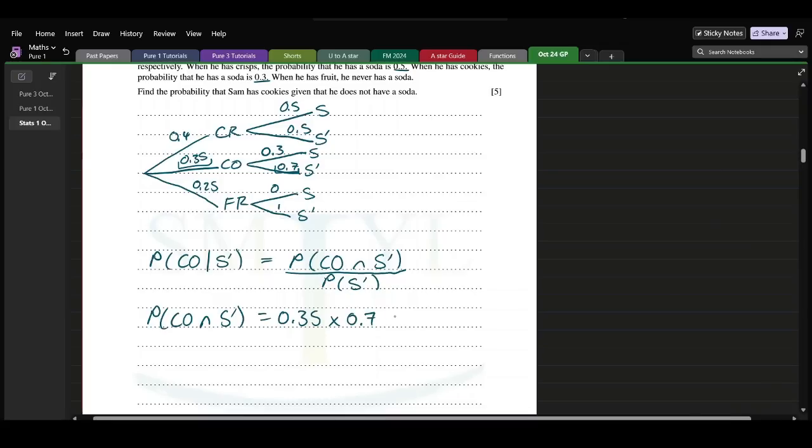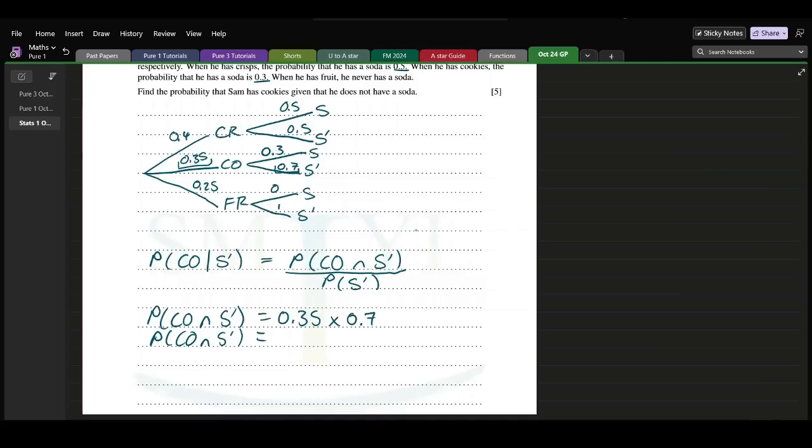Alright, so let's punch that into the calculator. That is 0.35 multiplied by 0.7, and this gives us 0.245.